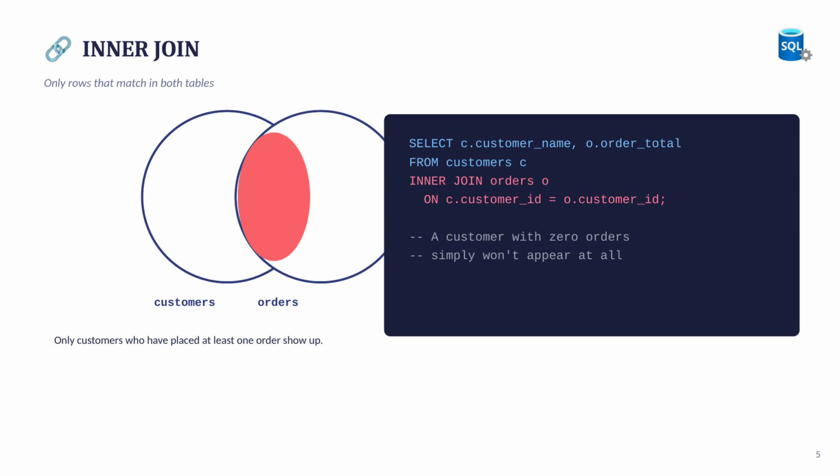Let's start with the most common join, inner join. This returns only the rows that match in both tables. In our Venn diagram, that's just the overlap, the lens-shaped middle section. In code: select customer name and order total from customers, inner join orders, on matching customer ID. The result only includes customers who have actually placed at least one order. A customer with 0 orders simply won't appear in the results at all.